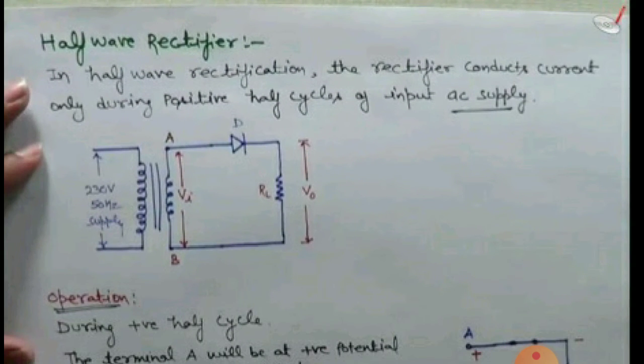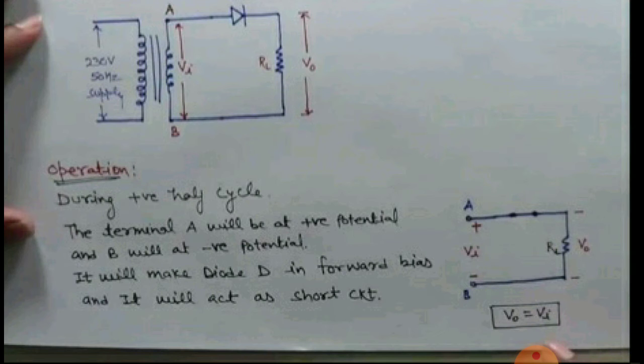The half wave rectifier uses only one diode, which conducts during the positive half cycle of the input AC supply. Let us see how it operates. We divide the operation into two categories, the positive half cycle operation and the negative half cycle operation, and see them separately. The circuit is redrawn to show the operation of the half wave rectifier during the positive half cycle.